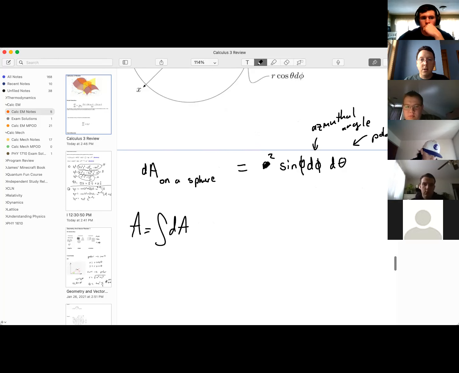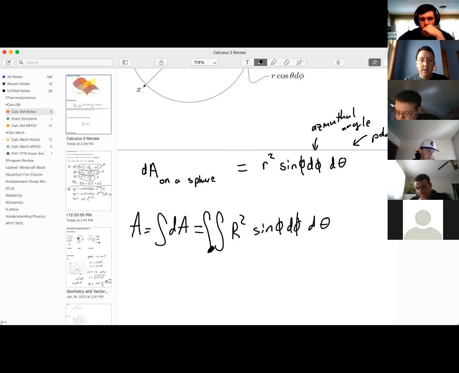And if this is a sphere of radius r, I'm going to say that radius is constant. So I'm going to write that as the integral of r squared sine phi d theta. This is a double integral because I'm doing back to back. I have phi written first, so I'm going to integrate phi. Phi runs from 0 to what? 180. Pi. And then theta runs from 0 to 2 pi.